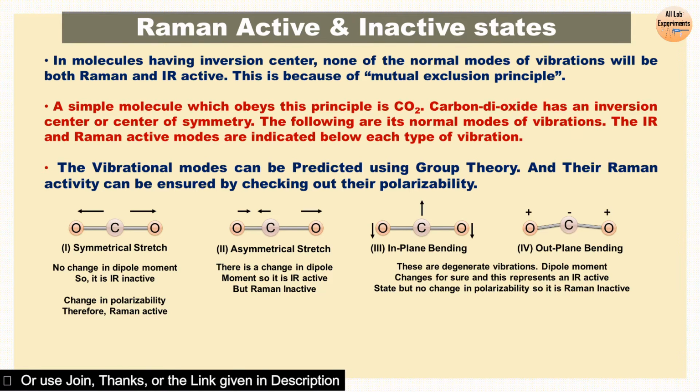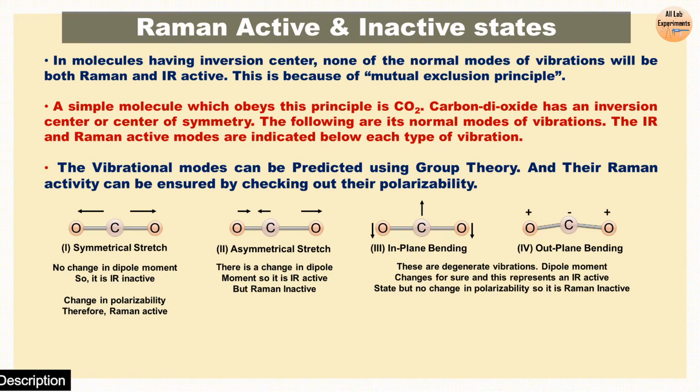In the next cases, 3 and 4, we have in-plane bending, where the carbon atom is moving upwards and the oxygens are moving downwards, and this can also happen with the carbon going into the screen and the oxygens coming out of the screen. Both of these are the same kind of motion but perpendicular to each other, so we can say they are degenerate vibrations. In this case as well, there is a change in dipole moment, so this is IR active, and in contrast they are Raman inactive.